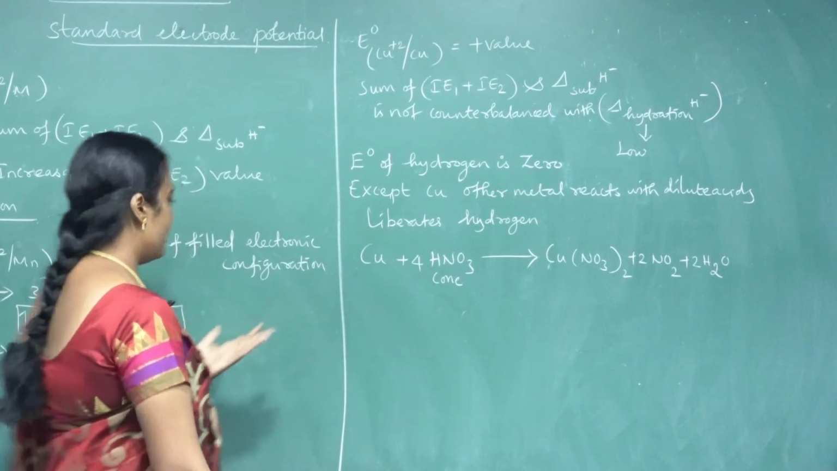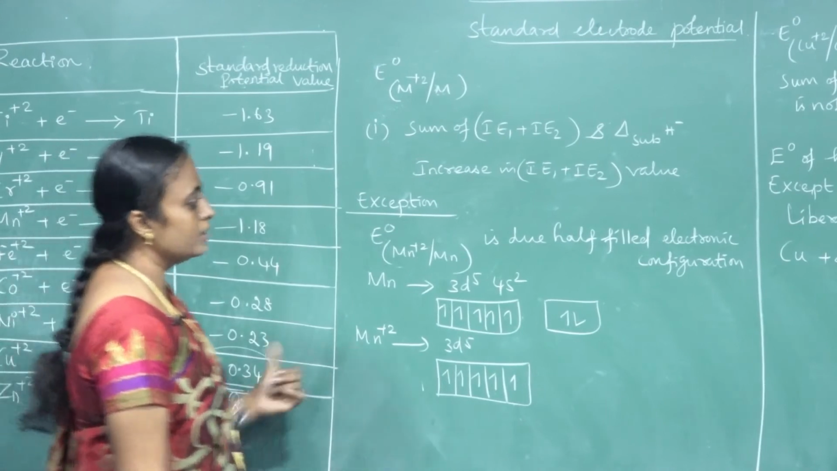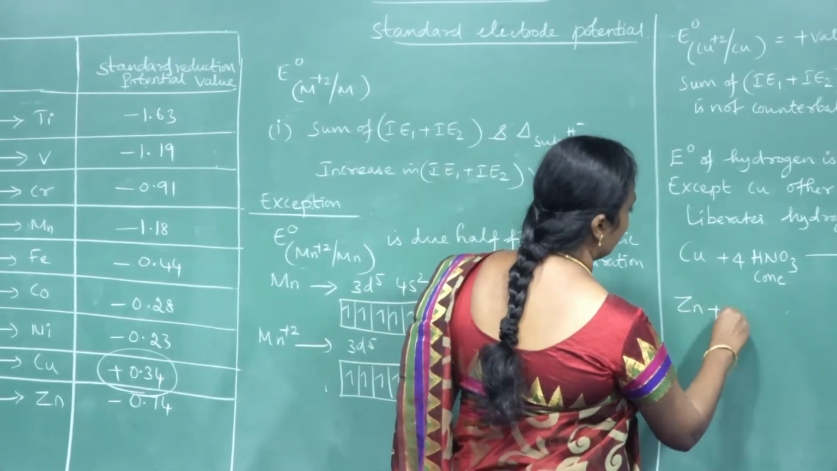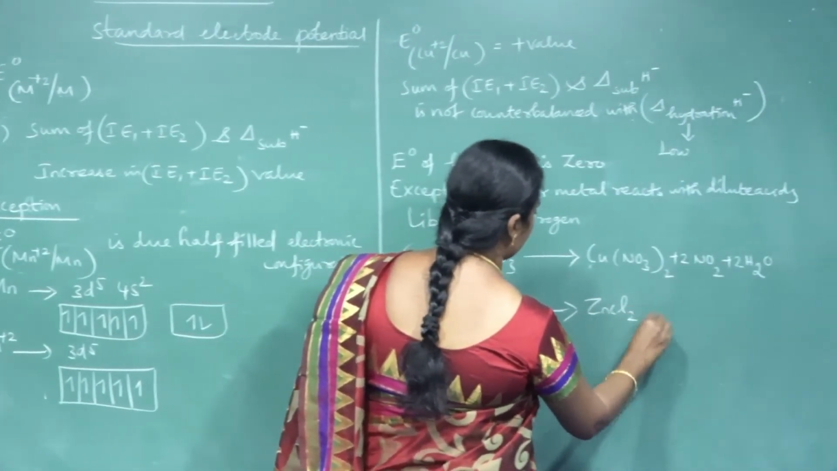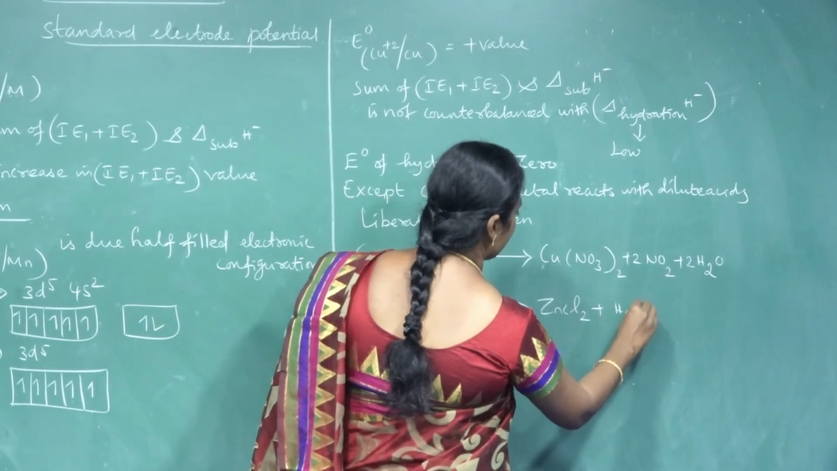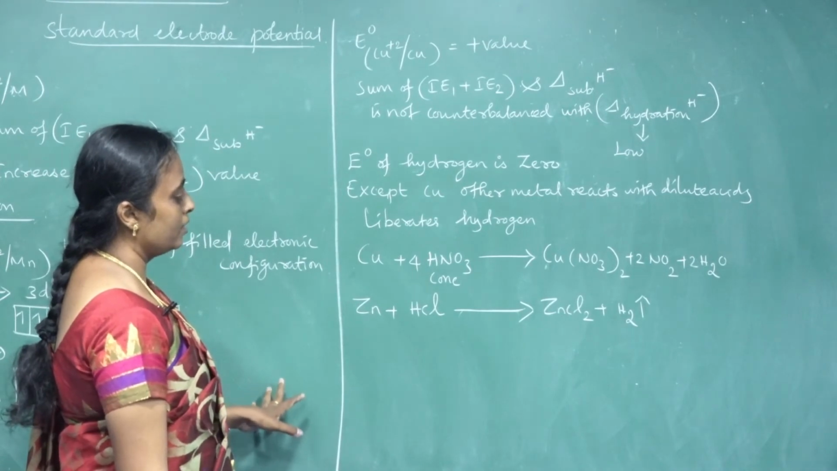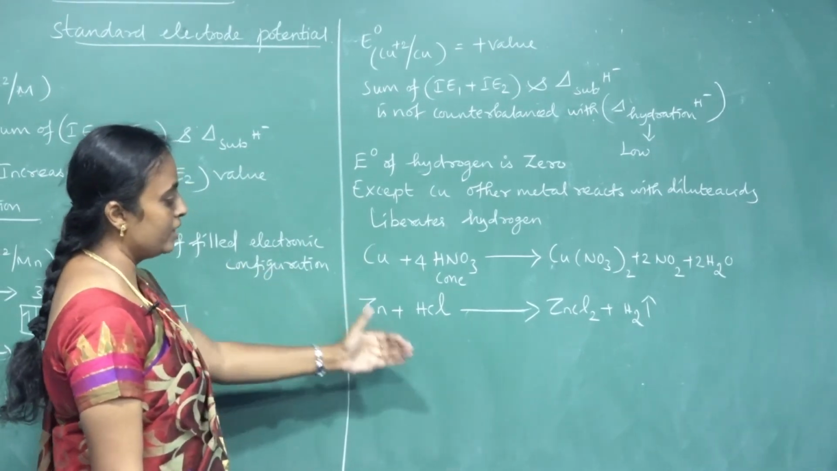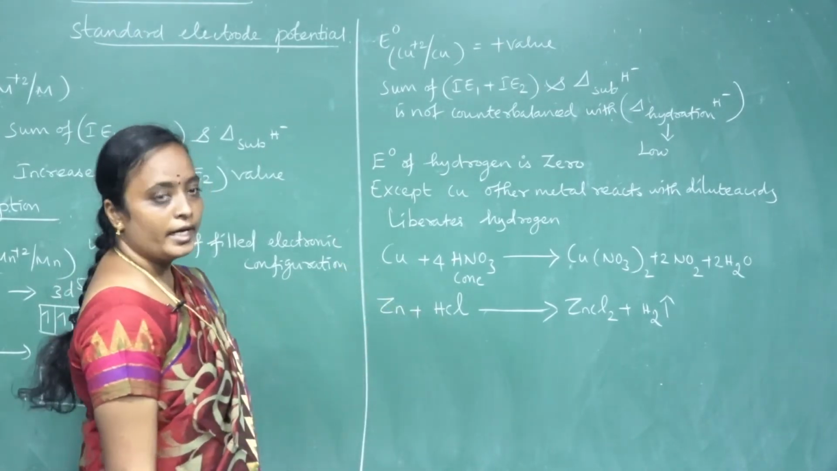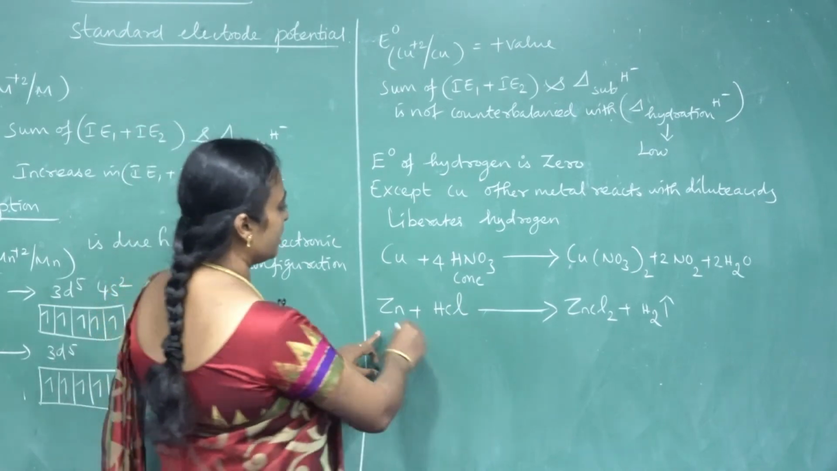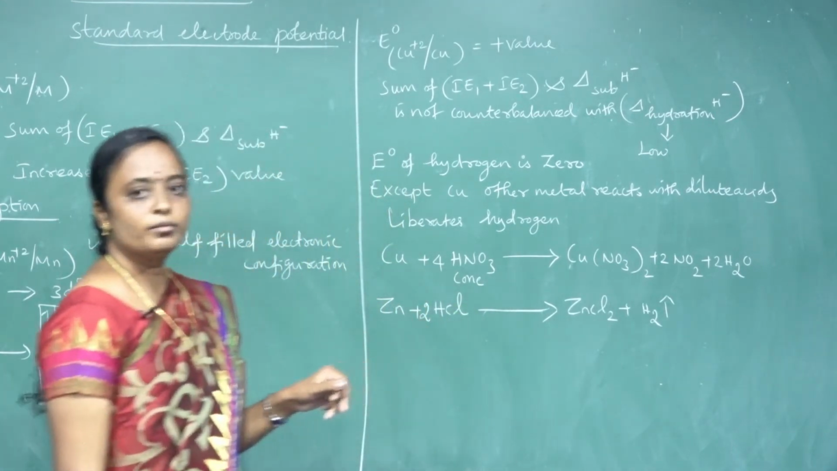Suppose you are having zinc, which has what value? A more negative value. So this zinc reacts with any dilute acid, for example HCl, and you will get ZnCl2, zinc chloride, and hydrogen gas is liberated. So a metal with a negative value will react with dilute acid liberating hydrogen, but copper with a positive value does not liberate hydrogen. If you balance this, Zn plus 2HCl will be possible.